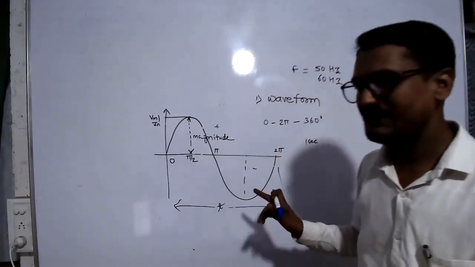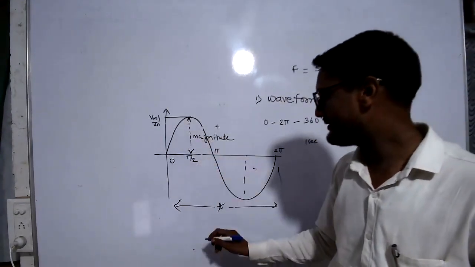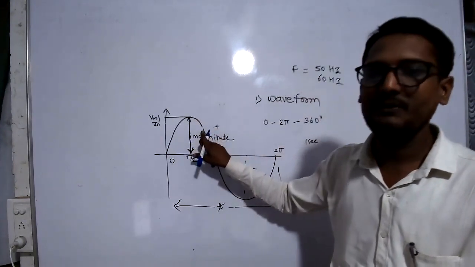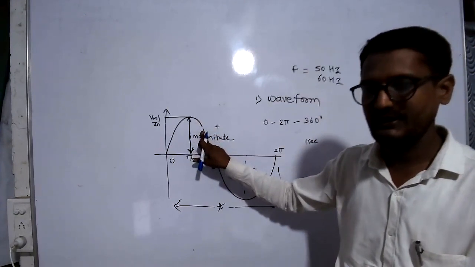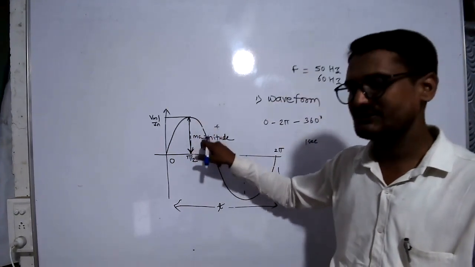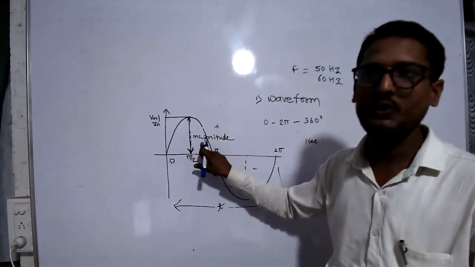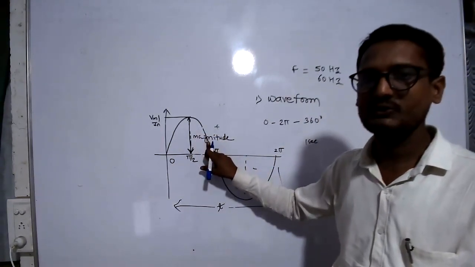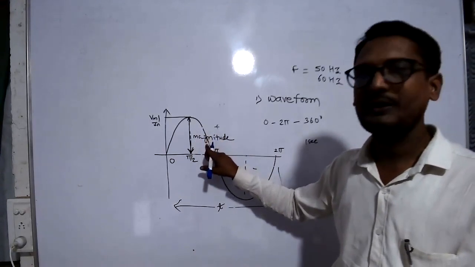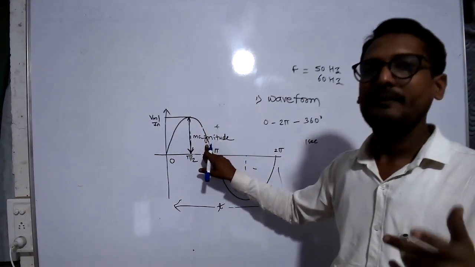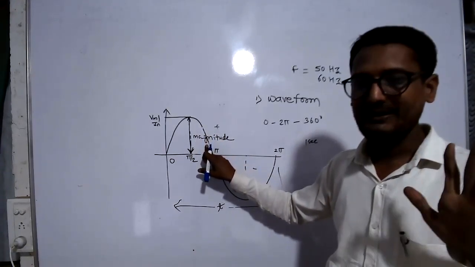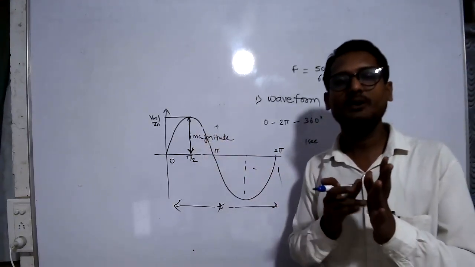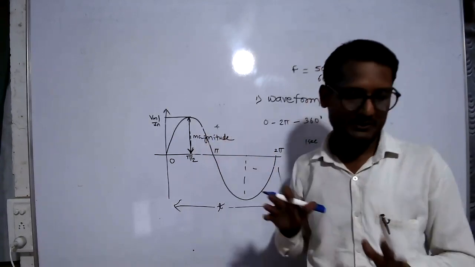Then next is the amplitude. What is the amplitude? Amplitude is the maximum value of an AC quantity. The maximum value of an AC quantity is called the magnitude or peak value. It is also called the amplitude. All these are the same quantity: magnitude, peak value, and amplitude.